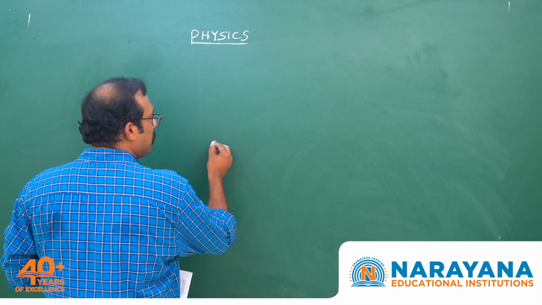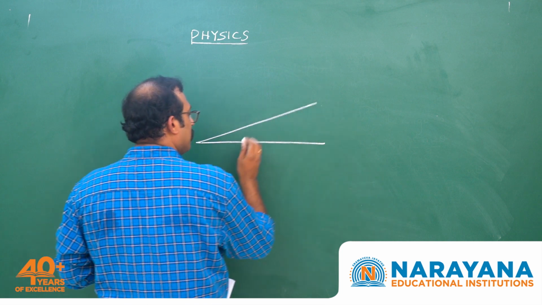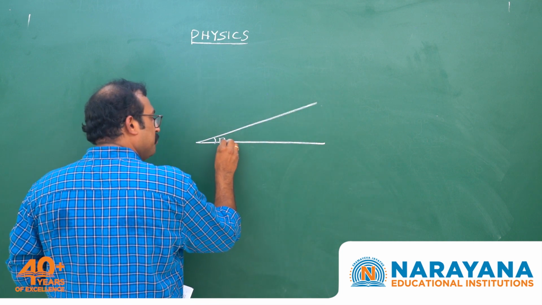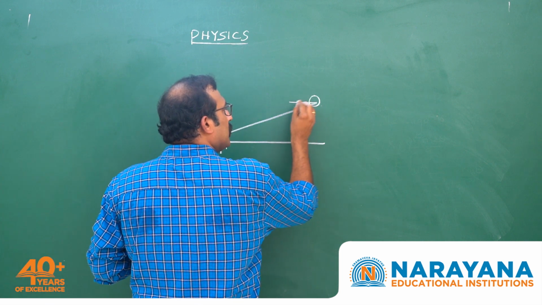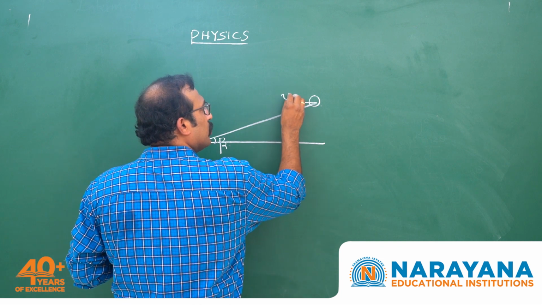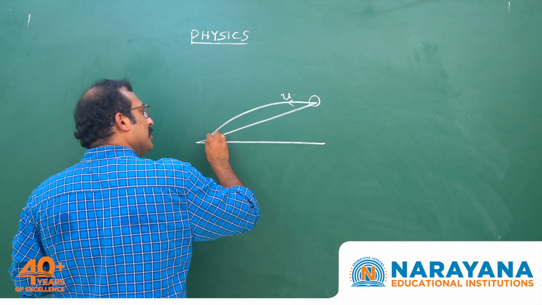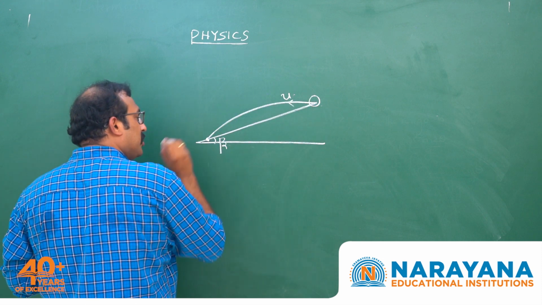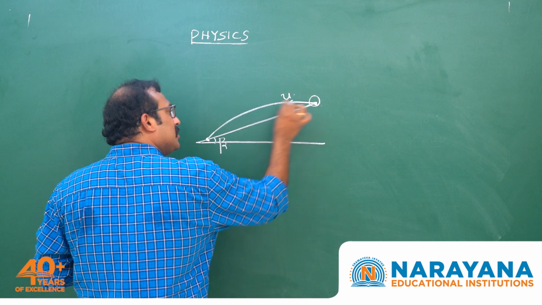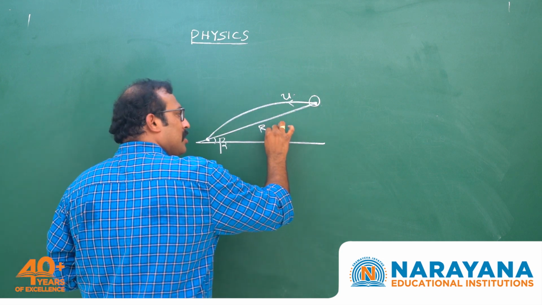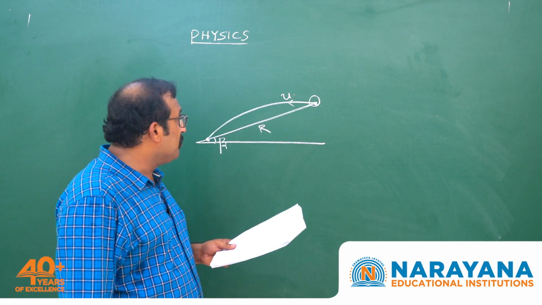Let us draw an inclined plane. This is horizontal. Let there be an inclined plane of inclination beta. Now, let a projectile be thrown in the horizontal direction with a velocity u. Basically, it will move in this direction like this. This is the point of reaching. This is called the point of projection. So the distance between these two is the range of the projectile. So what do we do from here?